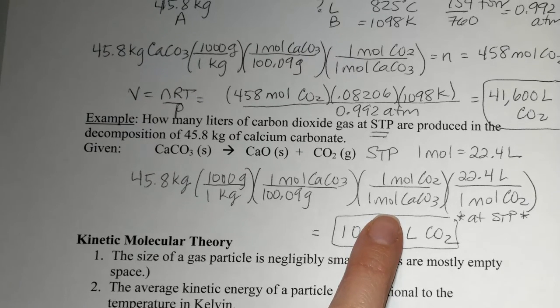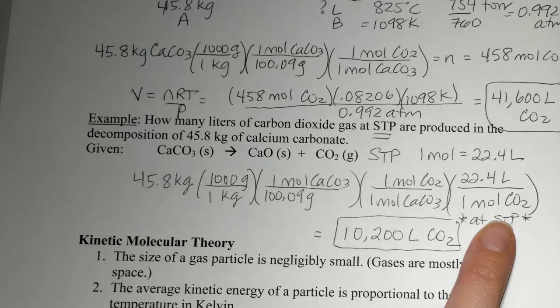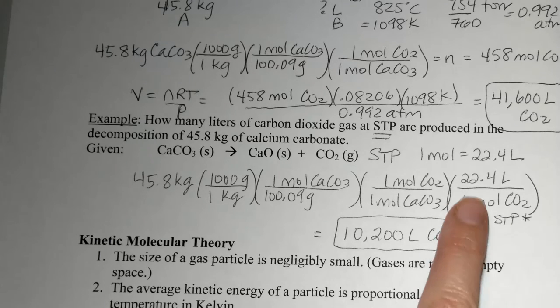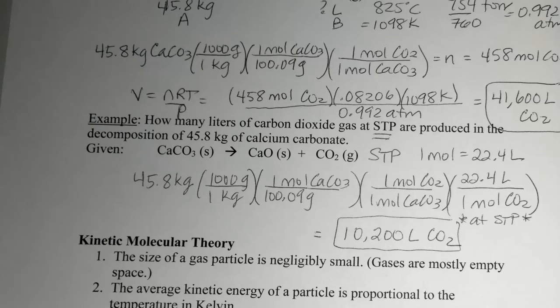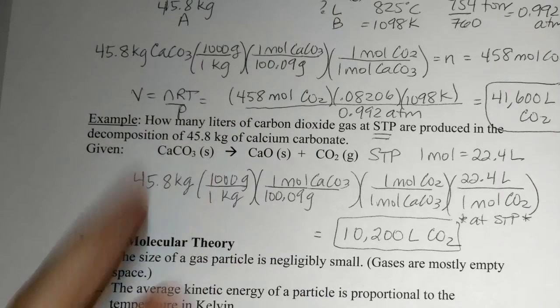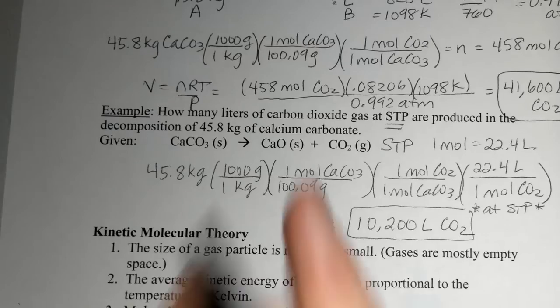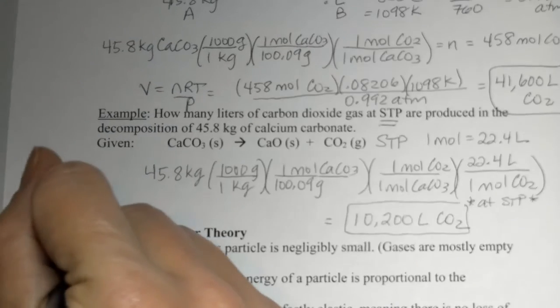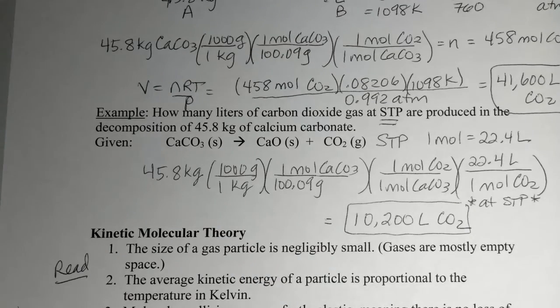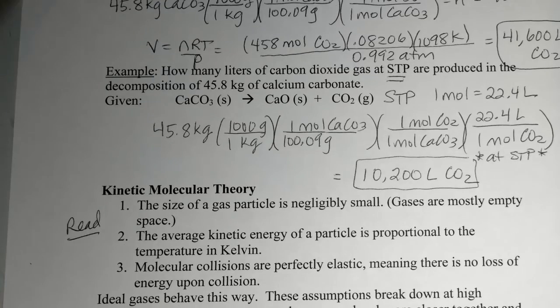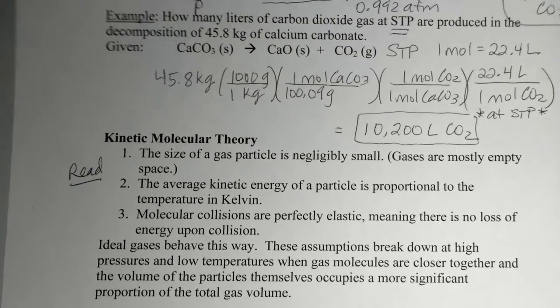If you're at STP for gases, we do have a little shortcut that looks just kind of like molarity did for solutions, right? 1 mole is 22.4 liters. It'll convert moles and volume. But if you're not at STP, you've got to go through PV=nRT. The last part of the chapter talks about kinetic molecular theory, right? I need you to read this. This will be kind of conceptual information, but basically gases are mostly empty space, which you knew.